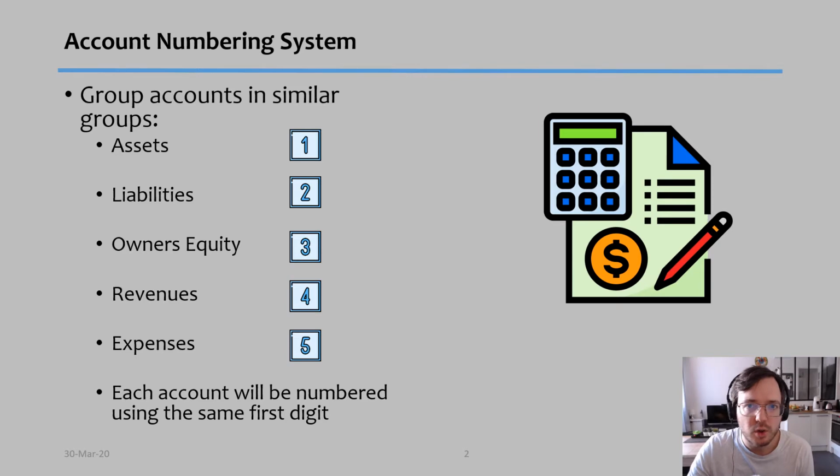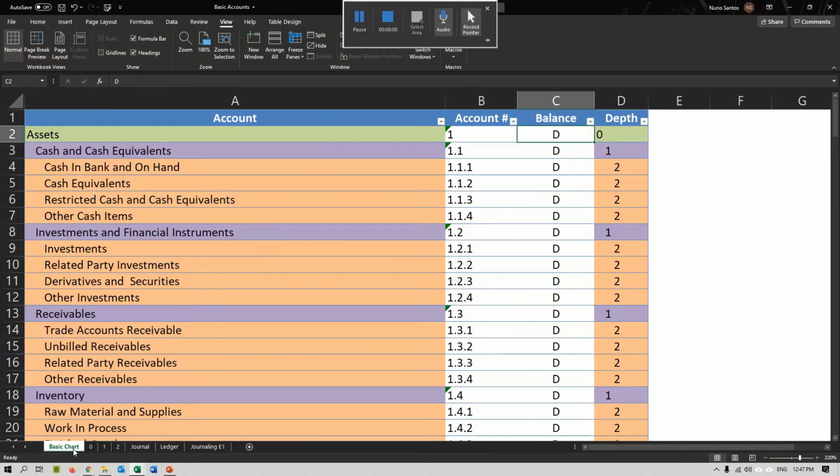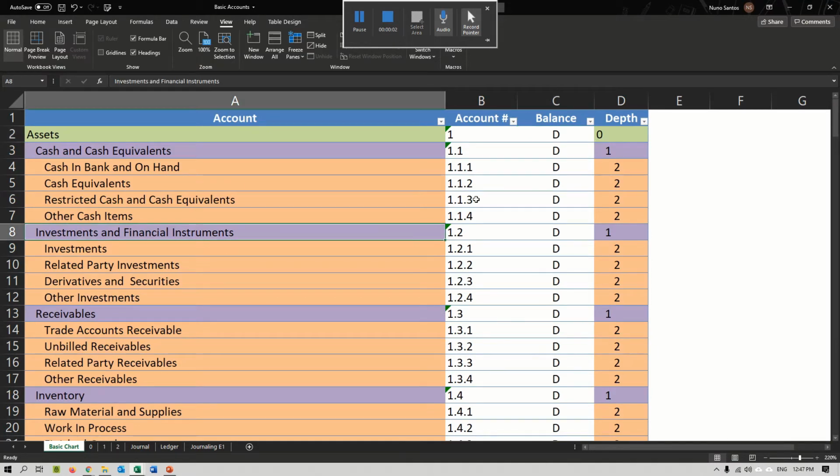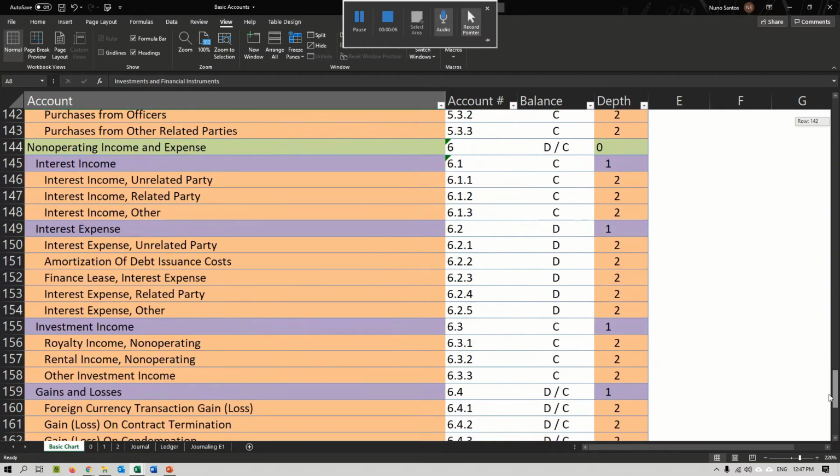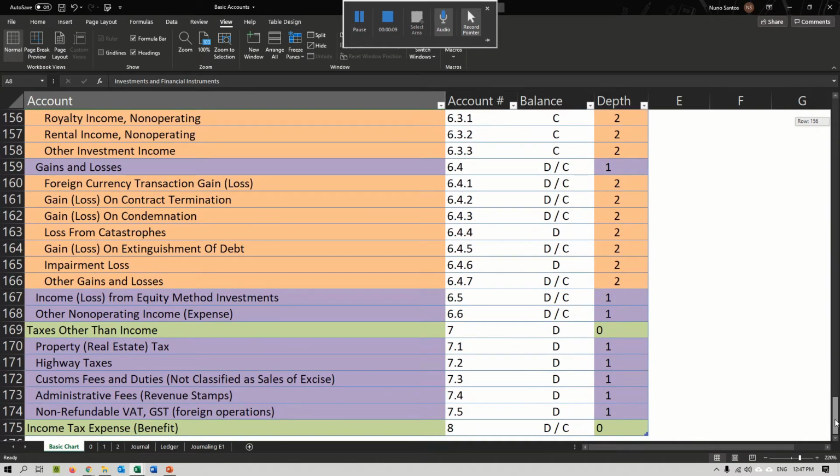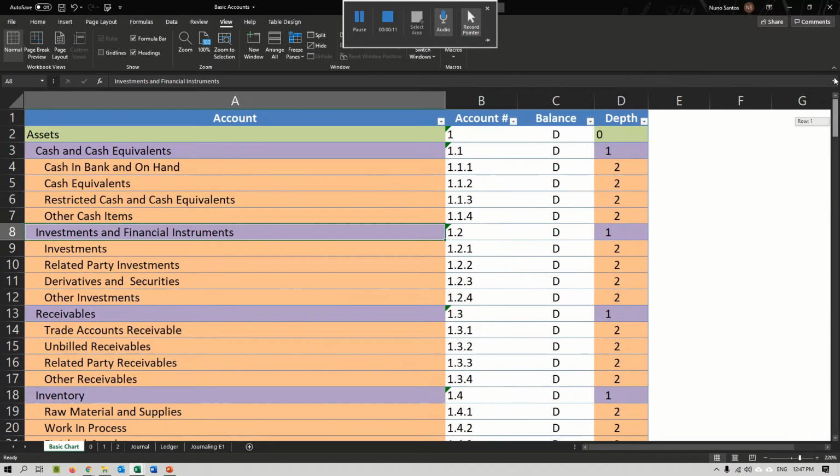So I just want to show you how to find the correct number of the account that you want to use. So a chart of accounts, as you can see, is quite a long list. In this one, for example, it's not even 100% complete, and we have 175 lines. How do you find the one account that you have to use?